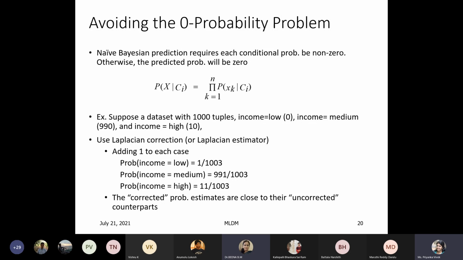So now we can say that the corrected probability estimates are close. If you find 1 by 1003, it is like 0.00 something. So it's almost 0, but it's not 0, so we will not have this issue of the entire probability getting cancelled. There are other methods also; this is one basic approach that we use.